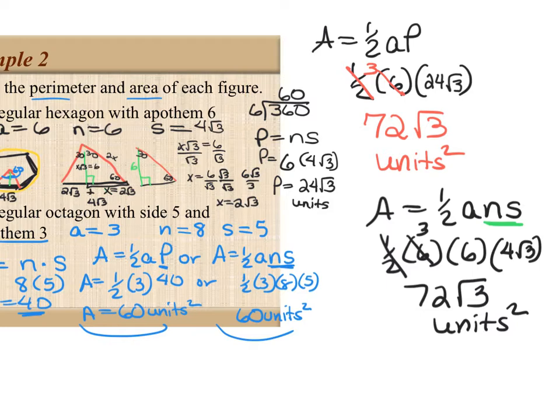The hardest part is going to be finding the missing pieces. Once you have A, N, S, it's a matter of plugging it into the formula. But if you're still struggling with right triangles, you need to practice that skill.